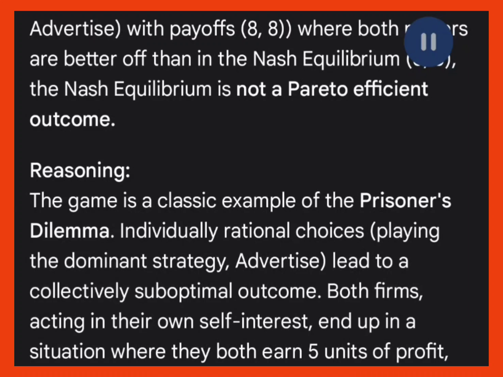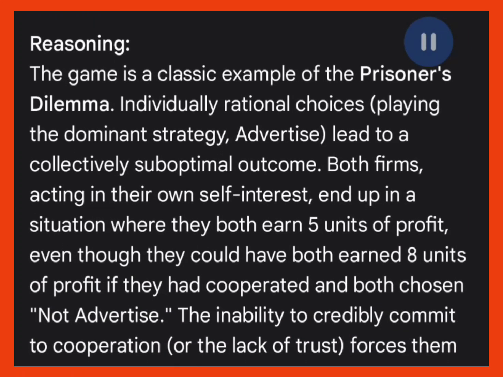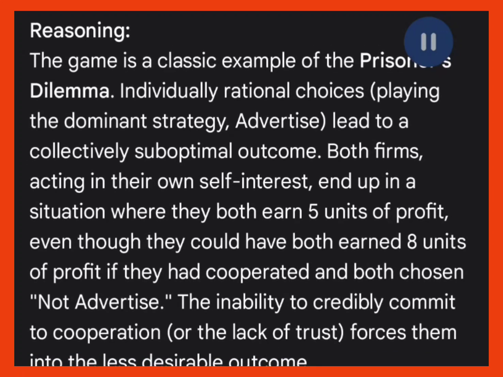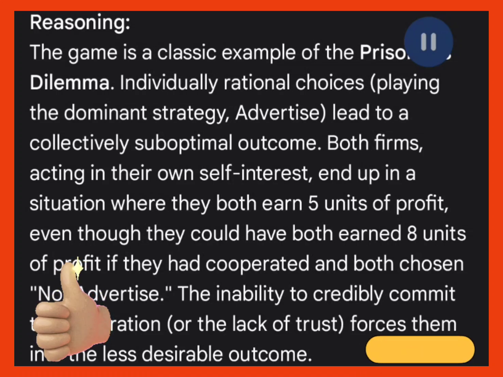Reasoning. The game is a classic example of the prisoner's dilemma. Individually rational choices, playing the dominant strategy, advertise, lead to a collectively suboptimal outcome. Both firms, acting in their own self-interest, end up in a situation where they both earn 5 units of profit, even though they could have both earned 8 units of profit if they had cooperated and both chosen not advertise. The inability to credibly commit to cooperation, or the lack of trust, forces them into the less desirable outcome.